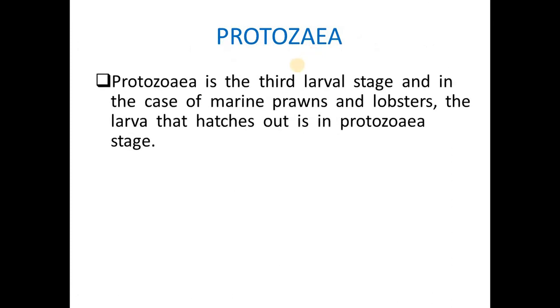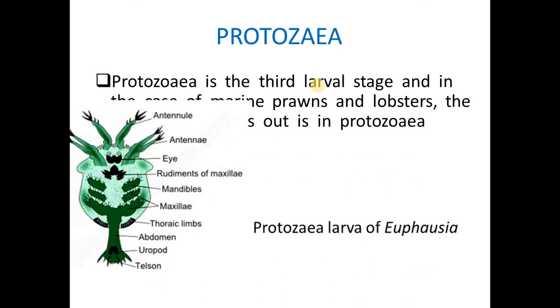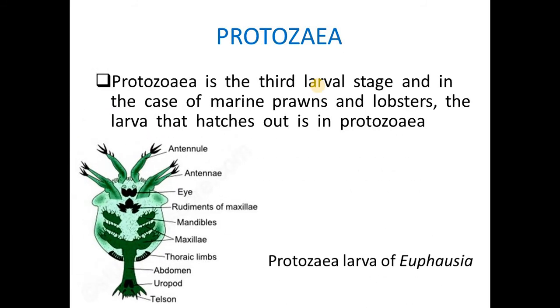Next is the Protozoea. Protozoea is the third larval stage, and in the case of marine prawns and lobsters, the larva that hatches out is in the Protozoea stage. It has a large cephalothorax region covered with a carapace and an elongated unsegmented abdomen.